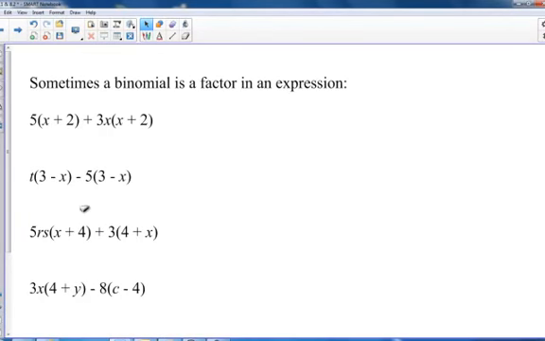All right, in this situation, we're going to factor with grouping. So do you see how this has an x plus 2 and this has an x plus 2? I'm going to take that x plus 2 out front, and then I'm going to be left with 5 plus 3x.